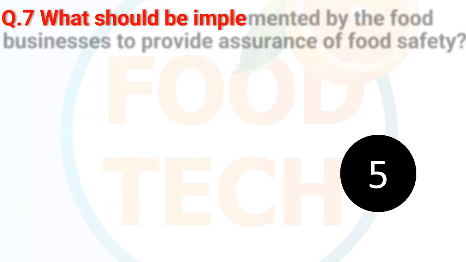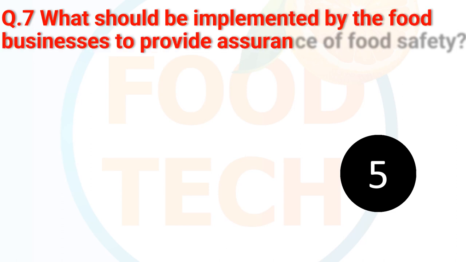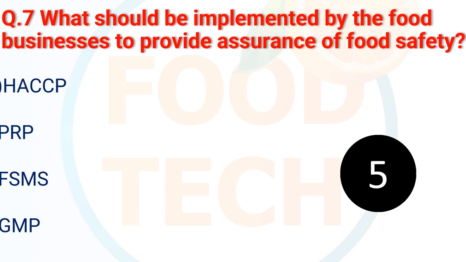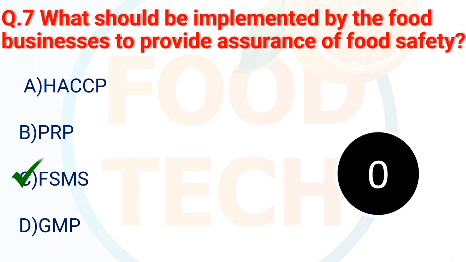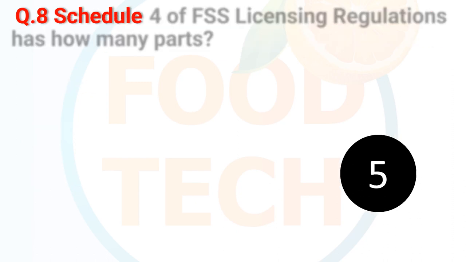Question 7. What should be implemented by the food business to provide assurance of food safety? A. HACCP. B. PRP. C. FSMS. D. GMP. Answer is C. FSMS.